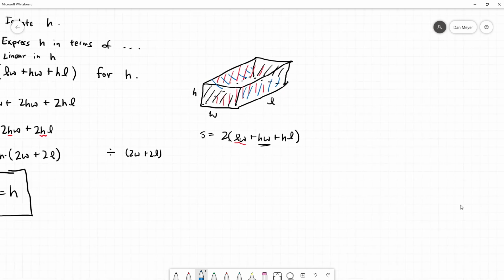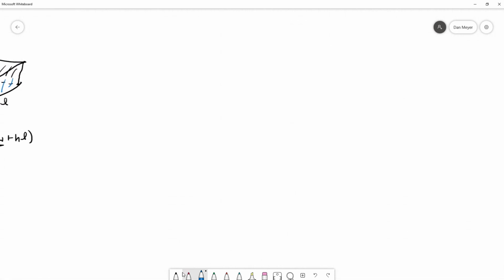One more of these. I know you guys love some subscripts, so I want to do a problem with some subscripts. Solve 1 over r is equal to 1 over r sub 1 plus 1 over r sub 2 plus 1 over r sub 3 for r sub 2.